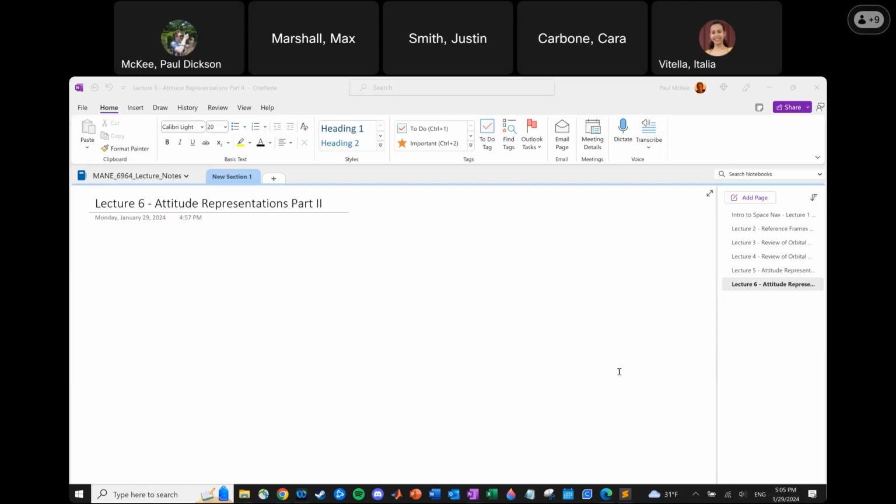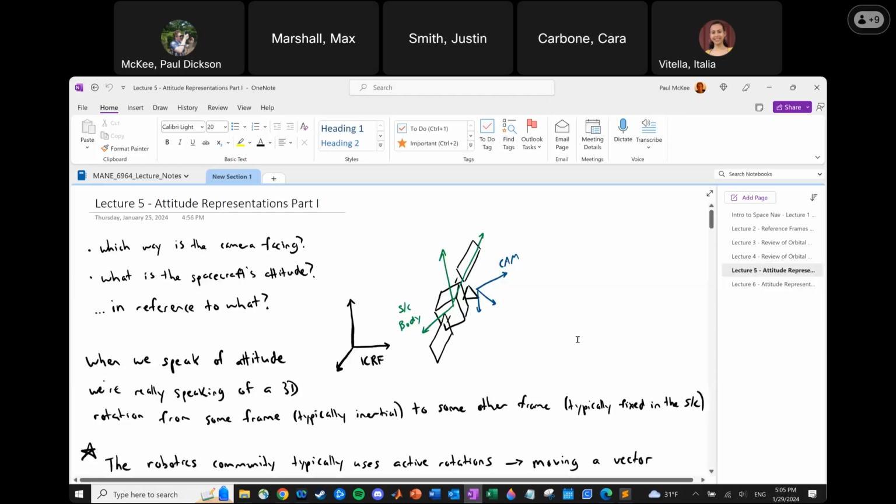So today's lecture will be lecture 6, Attitude Representations, part 2. As a reminder, last class was lecture 5, Attitude Representations, part 1. And so we tried to answer this question, which was, which way is the camera facing? Or what is the spacecraft's attitude? And the right question to ask is, in reference to what?